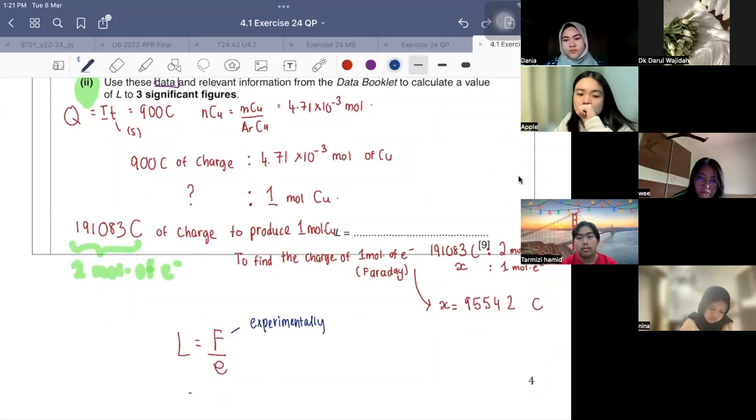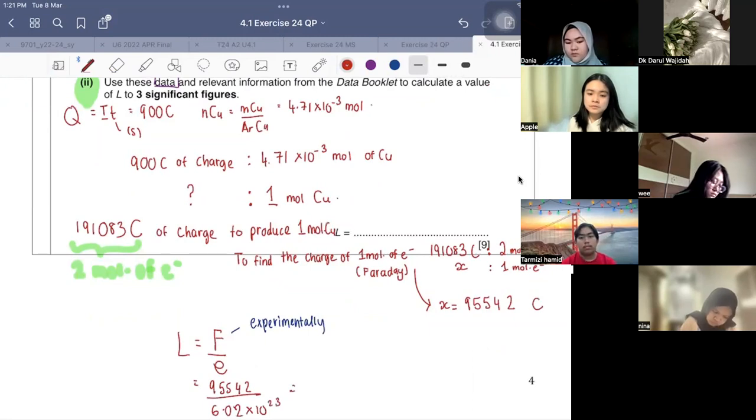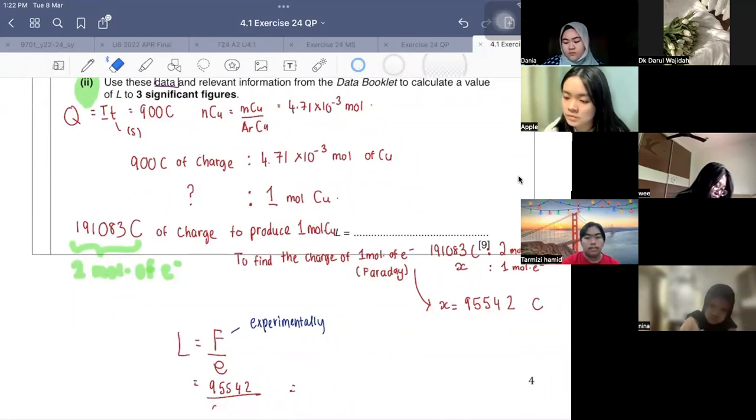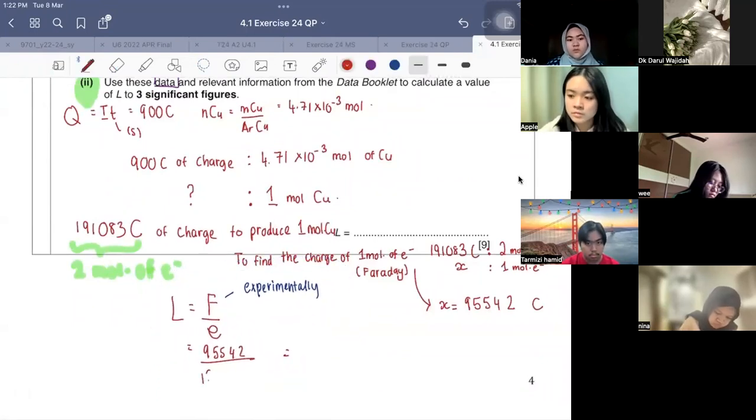So if we take our experimental Faradays, which is 95542 over 6.02 times 10 to the power of 23. Oh my God, what am I doing here? Sorry, wrong. It has to be the single charge of the electron, which is 1.6 times 10 to the power of minus 19.